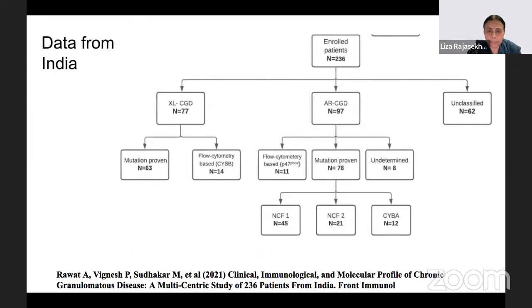So there is already data from India published in 2021, where patients from around 10 centers were collected onto an Excel sheet. And from this data also, they showed that autosomal recessive CGD, which is basically due to P47 or P67 or P22, is commoner than X-linked CGD, but X-linked CGD is also quite common. And like in our case, the NCF1 mutation patients are quite large in numbers, and so is X-linked CGD.